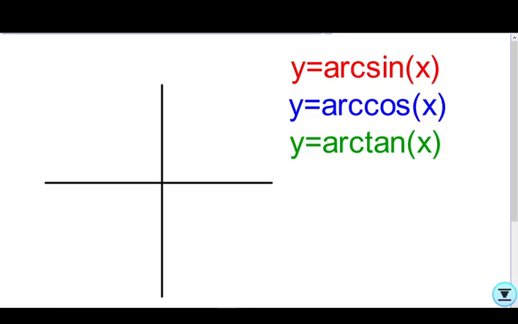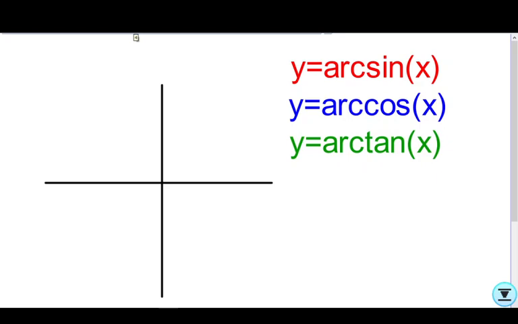Alright, so today we're going to be starting where we left off yesterday. Yesterday we talked about the three inverse trig functions. We restricted their domain and then we found their domain and range for their inverse functions. So today we're going to talk about exactly which quadrants our outputs come from.